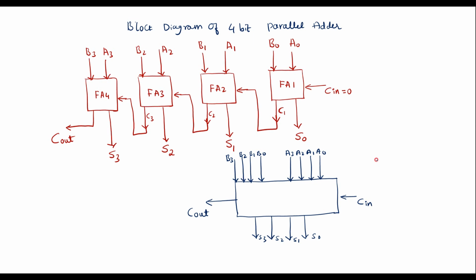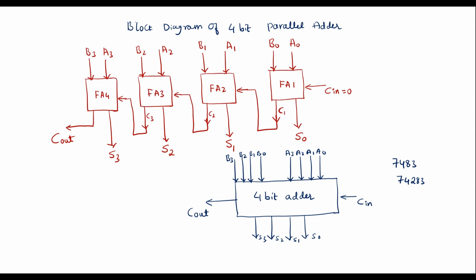The 4-bit parallel adder is available in the form of an integrated chip. The number of that chip is 7483 or 74283. The integrated chip is available which performs 4-bit parallel addition or 4-bit parallel subtraction. Here I can write 4-bit adder.